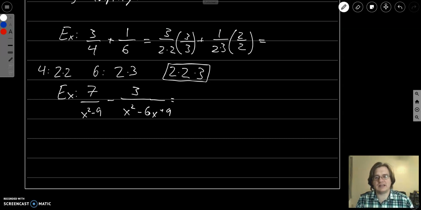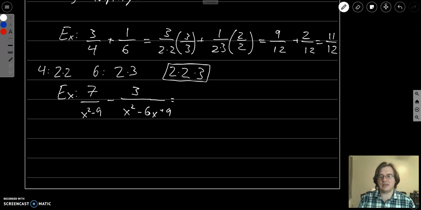When I multiply these out, 3 times 3 is 9, 2 times 2 times 3 is 12, plus 1 times 2 is 2, 2 times 3 times 2 is 12, and oh hey look, they have the same denominator, so I can just add them. So we'll do the same thing down here.